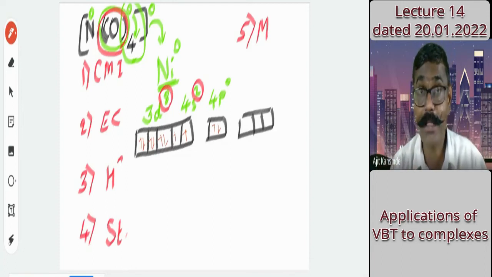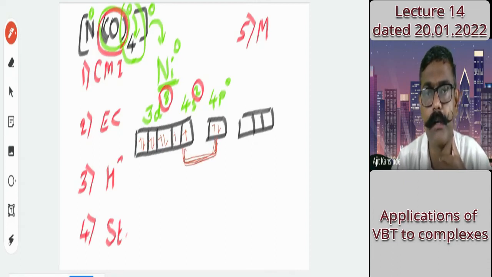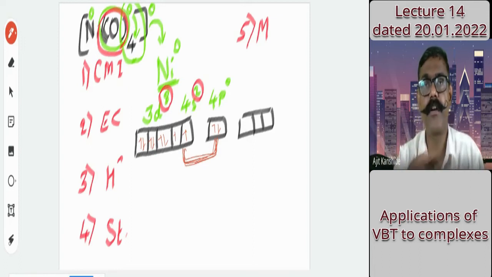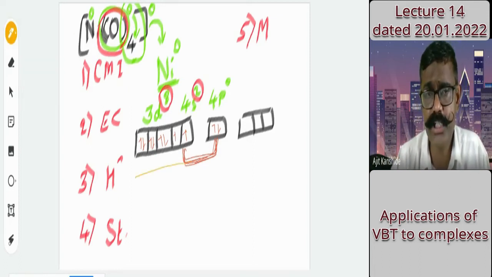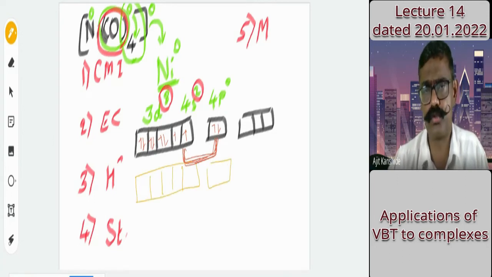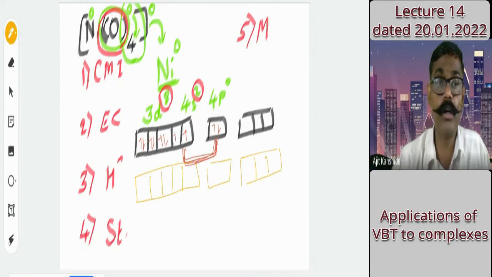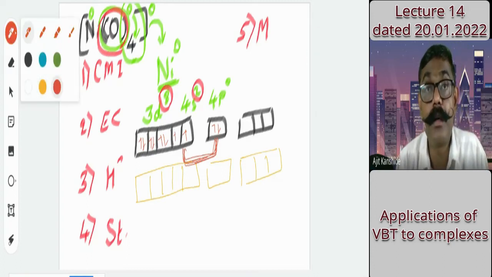But in a complex, the situation remains different. This 3d and 4s are close to each other. So whatever the luggage, whatever the electrons are there, they are rearrangeable. The metal ion will ask one simple question: how is the ligand? Is it strong or weak? The answer is, the ligand is strong, meaning a close relative. If the ligand is strong, then the metal ion has to make a rearrangement, a redistribution of the electrons.